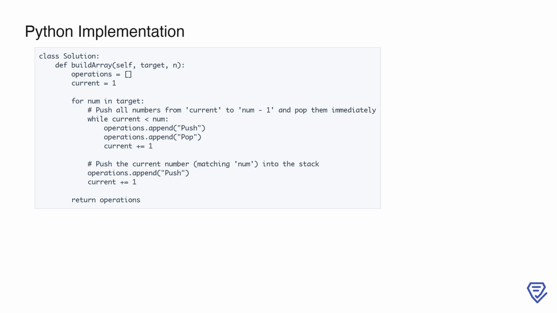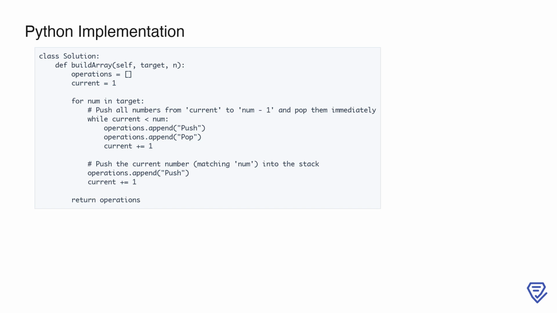4. Adding the target number. Once the while loop exits, current matches number. The push operation is appended to the operations list to add number to the stack. Afterward, current is incremented to move to the next number. 5. Returning the result. After processing all numbers in target, the function returns the operations list, which contains the sequence of operations required to build the target array.